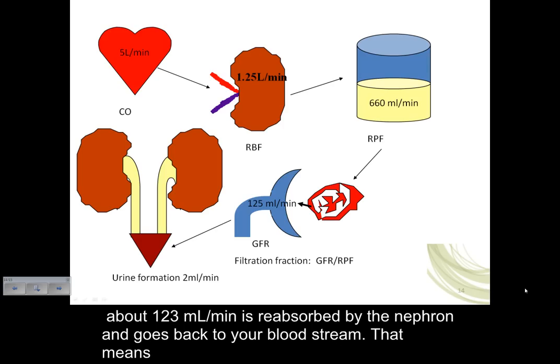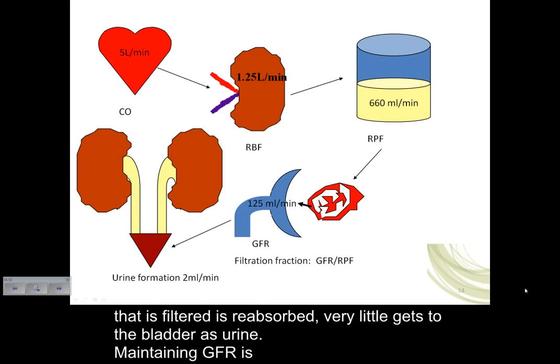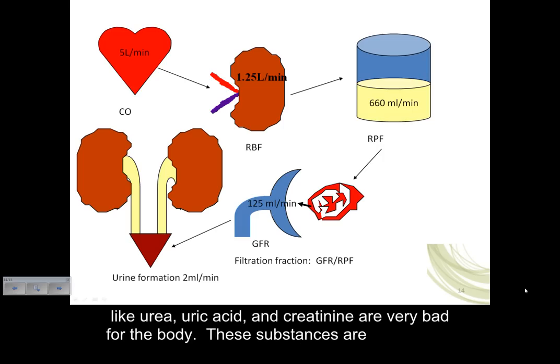Of that 125 milliliters per minute, about 123 milliliters per minute is reabsorbed by the nephron and goes back to your bloodstream. That means about 2 milliliters per minute of urine is dripping into your bladder. In other words, most of the plasma that is filtered is reabsorbed. Very little gets to the bladder as urine. Maintaining GFR is very important.